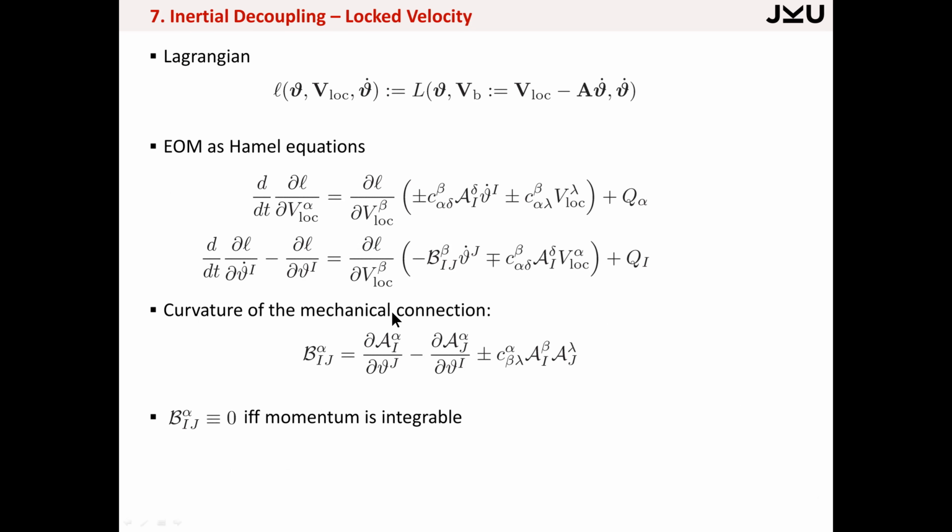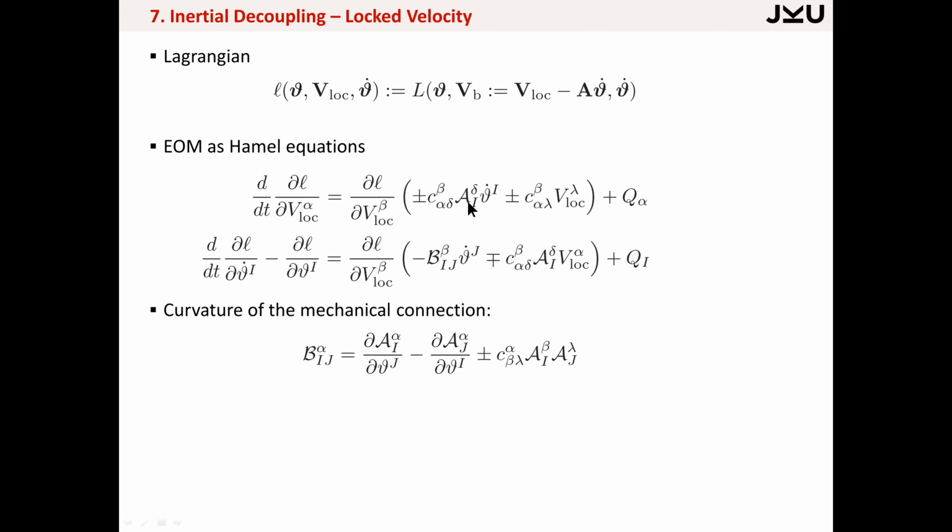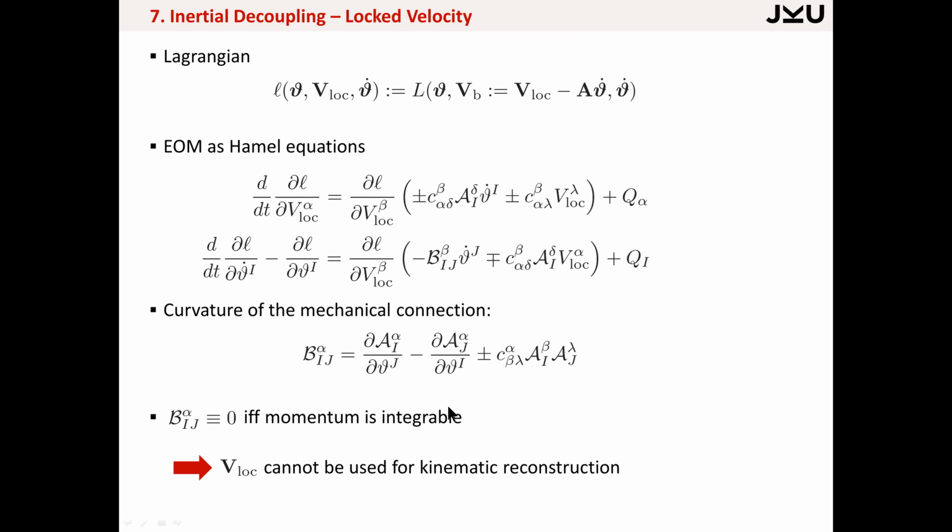differential geometric background here. I'm just throwing this name in, the curvature of a mechanical connection, because this A matrix that is simply defined like this has a meaning with far-reaching consequences. The meaning is it's a connection on that principal bundle, and there's something called the curvature. And the point is that this curvature vanishes if and only if the momentum is integrable. And that's never the case usually for space robots.